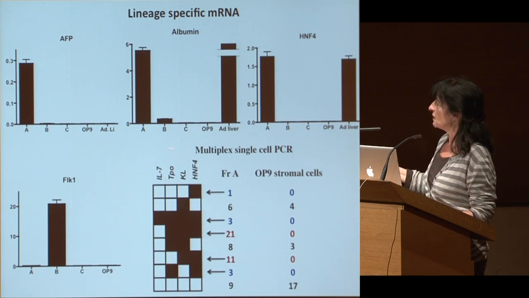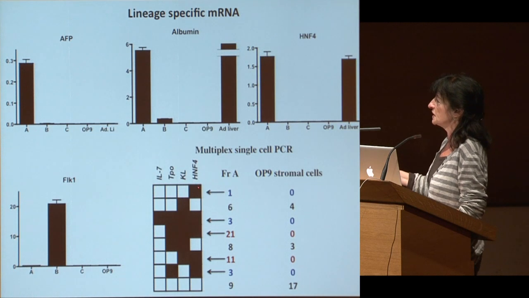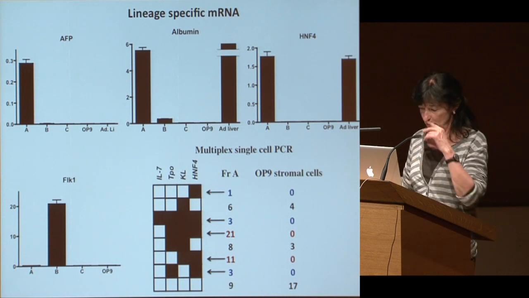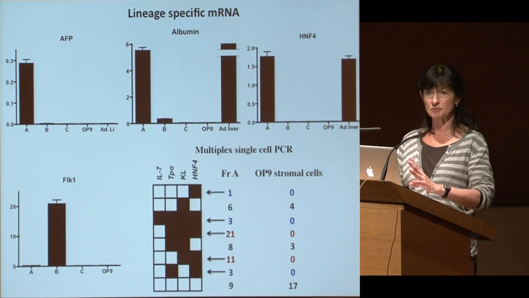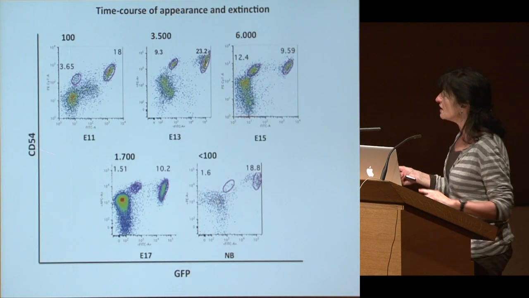And in a multiplex single-cell PCR analysis, we show that the same cells that express HNF4 also express KIT ligand, TPO and IL-7. Most of them express HNF4 and KIT ligand, TPO. IL-7 is pretty rare altogether in fetal liver. And you don't find HNF4 in OP9 stromal cells as comparison. So those are the same cells, by and large. That's the conclusion. Where are they?